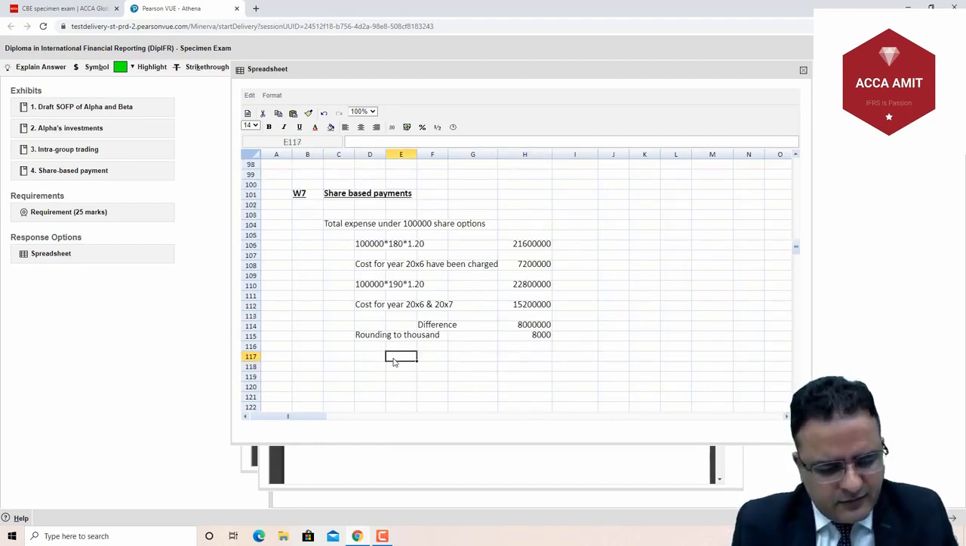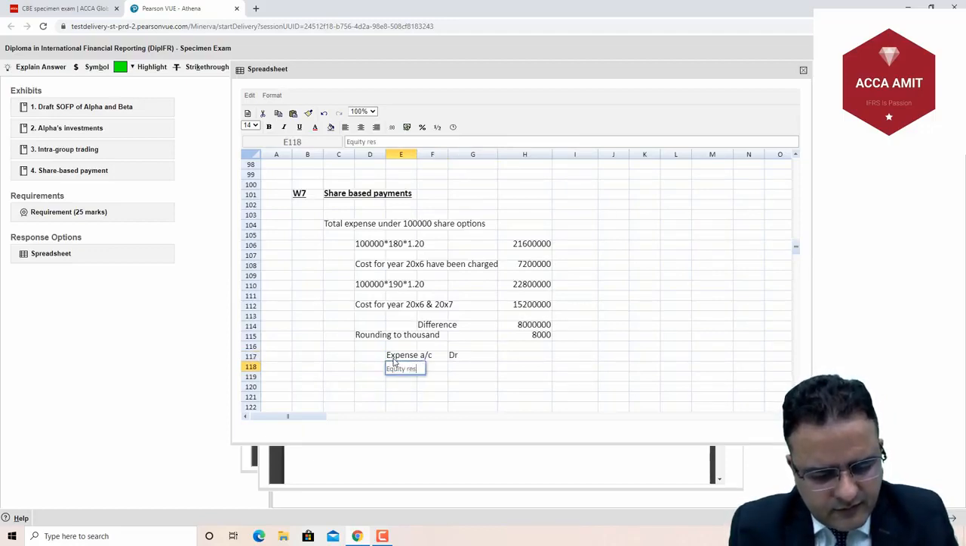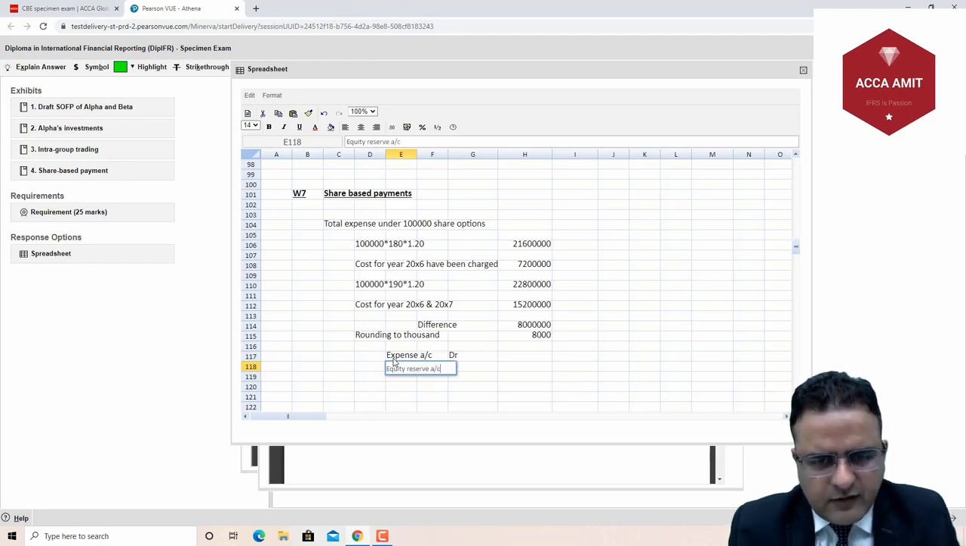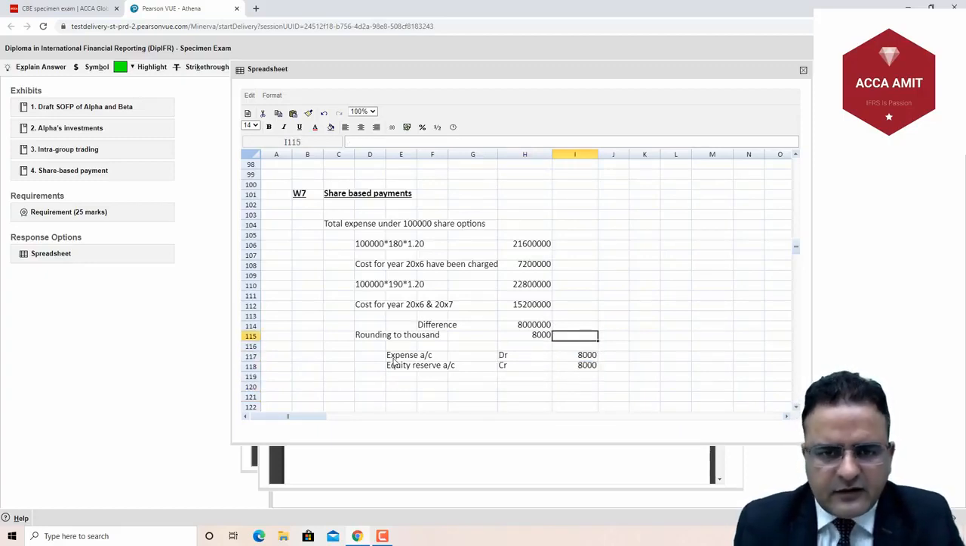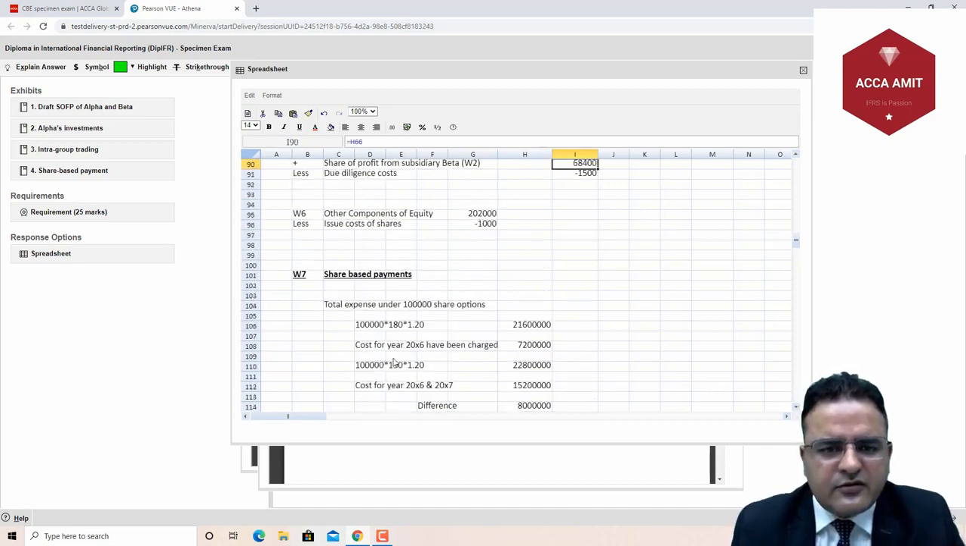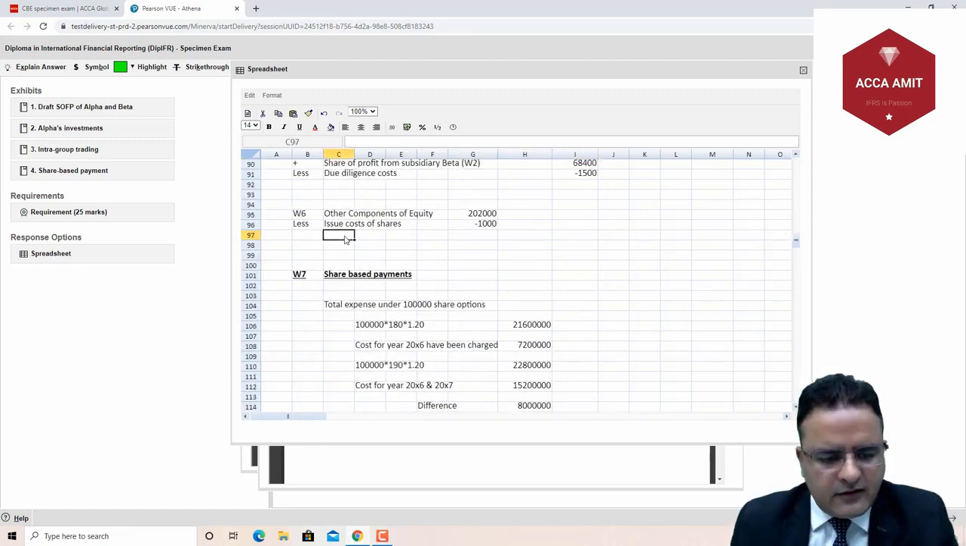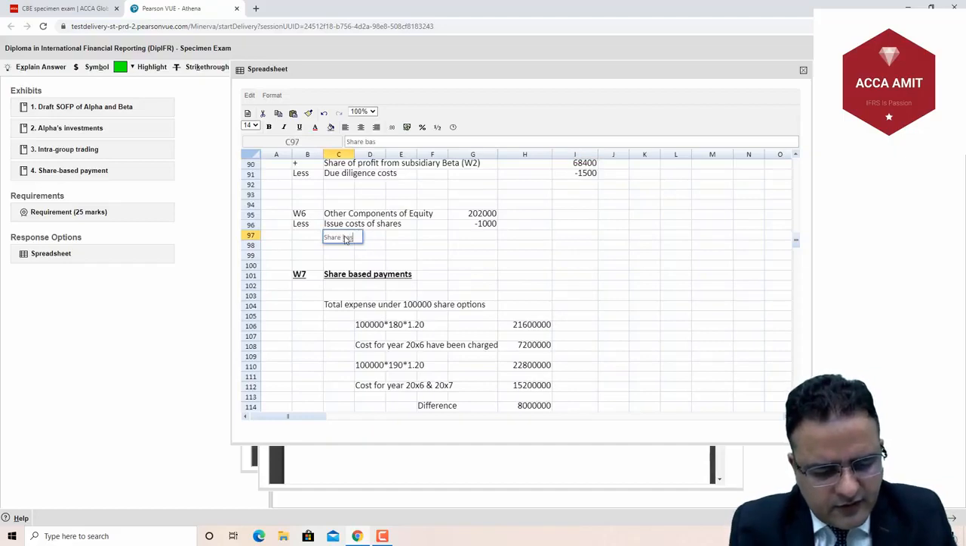So the entry to be passed is expense account, debit, equity reserve account, credit is 8,000. So 8,000 is to be included for share-based payments.